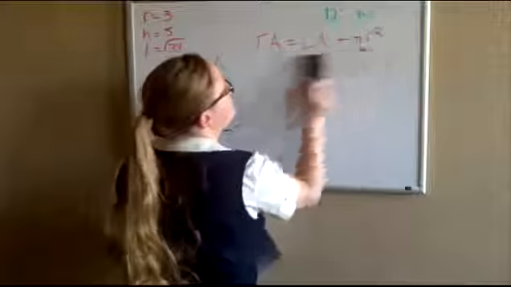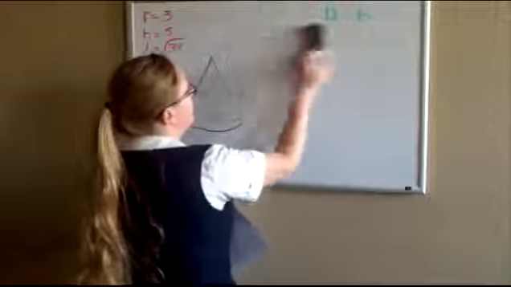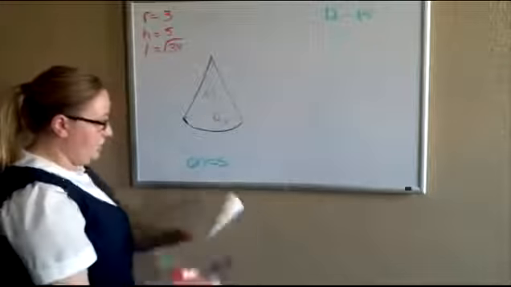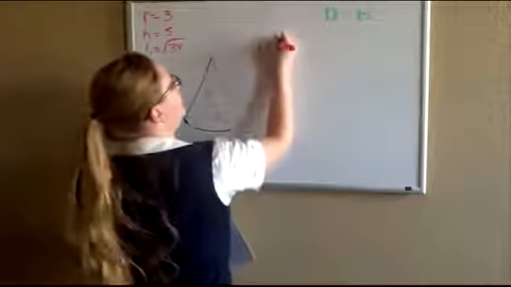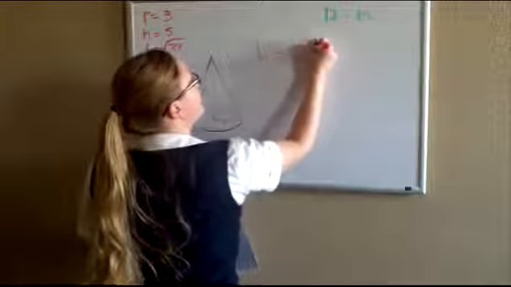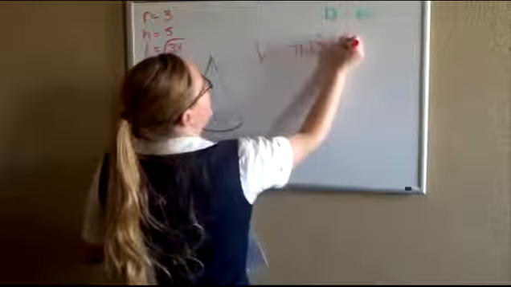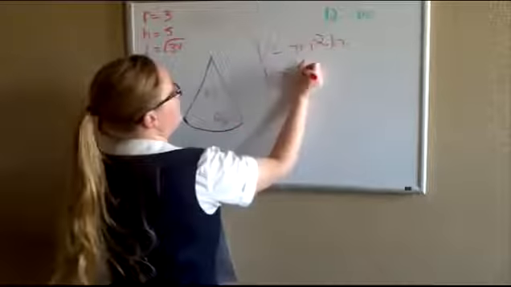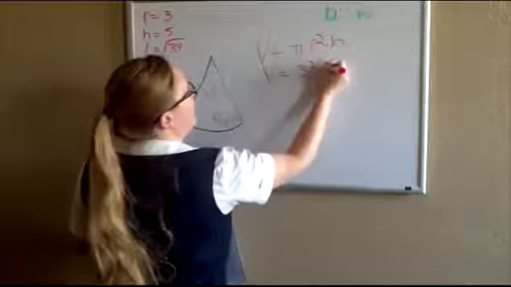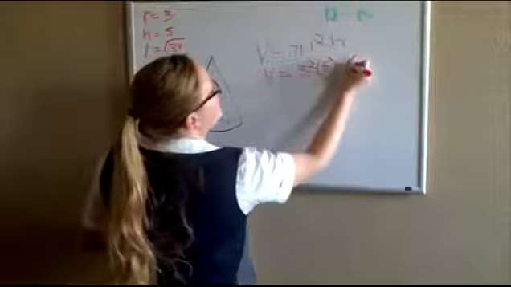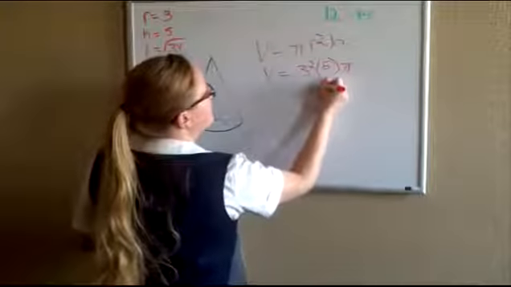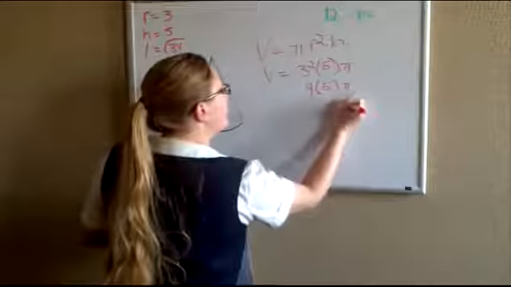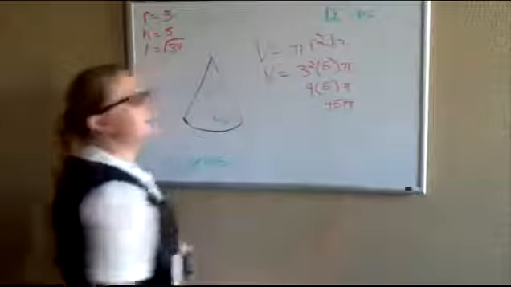And then volume. Volume is equal to pi times the radius squared times the height. Right? So volume is equal to 3 squared times 5 times pi. So it gives you 9 times 5 pi, which is 45 pi.